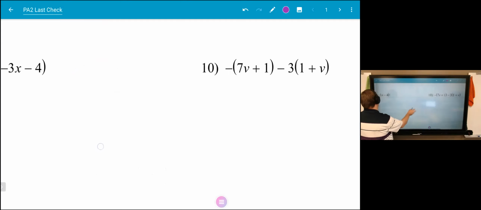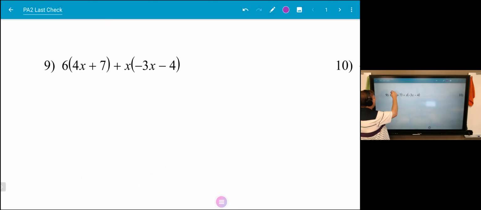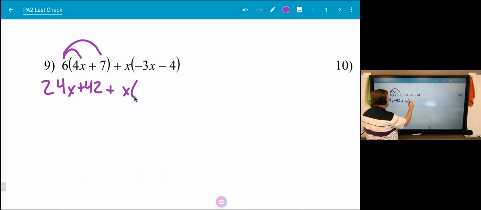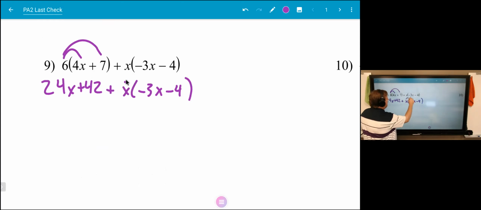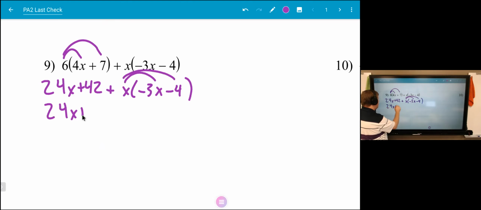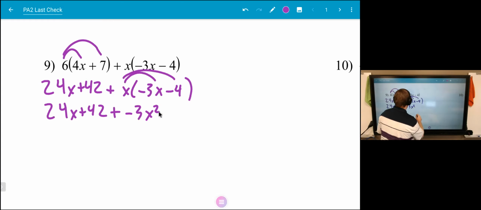Number 9. Ooh, distribution twice. Here we go. 6 times 4x, 6 times 7. Let's go ahead and do that first. So 24x plus 42 plus x times negative 3x minus 4. Ooh, now we got to distribute a variable through. Let's do that here and here. Well, I've got 24x still plus 42 plus x times negative 3x is negative 3x squared. So plus negative 3x squared. And x times negative 4, minus 4x.